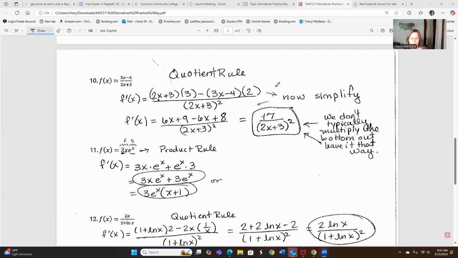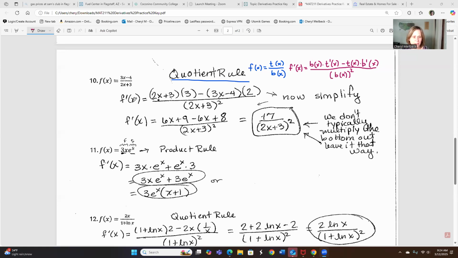Continuing to find derivatives on this worksheet, we look at problem 10, where we have a fraction. If you have a function in the numerator and a function in the denominator, you're going to want to use the quotient rule. And the quotient rule looks like this. So if you have a function that has a top and a bottom, two functions, the derivative of that function will be the bottom, b of x, times the derivative of the top function, minus the top function times the derivative of the bottom function over the bottom function squared.